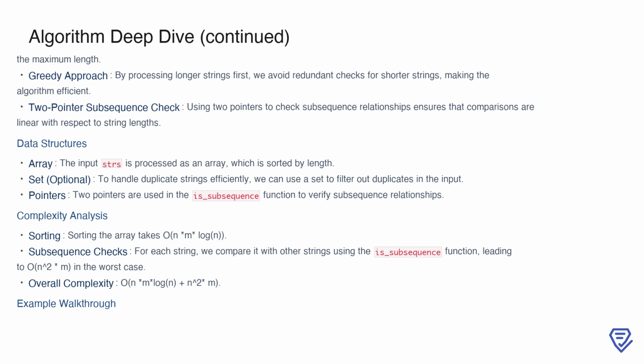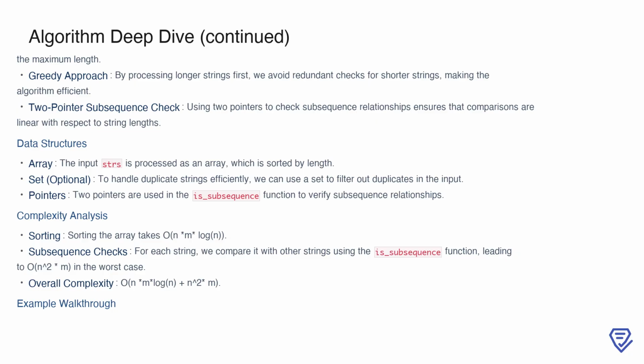efficiency. In terms of data structures, the input is treated as a simple array, which is sorted by length to facilitate the algorithm. Optionally, a set can be used to eliminate duplicates in the input, further simplifying the process. The two pointers in the is_subsequence function streamline the validation of subsequence relationships while keeping the implementation straightforward.